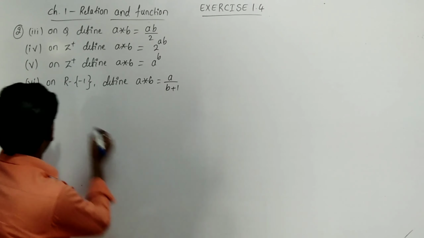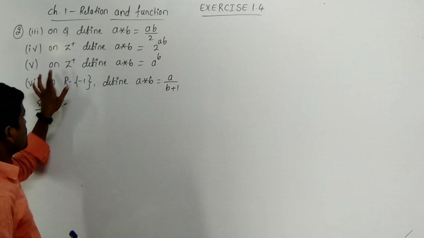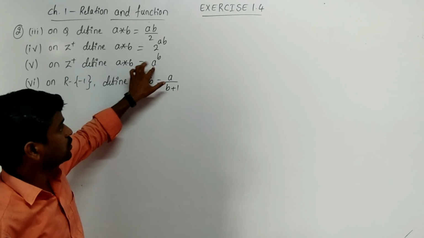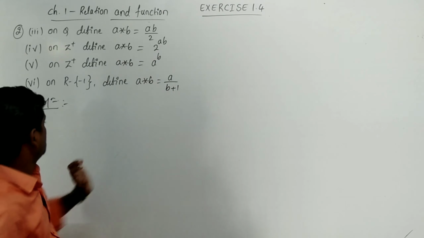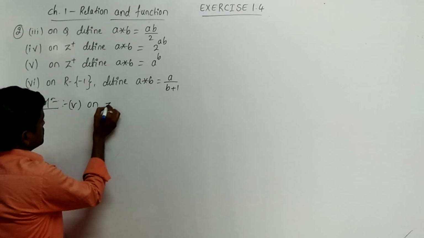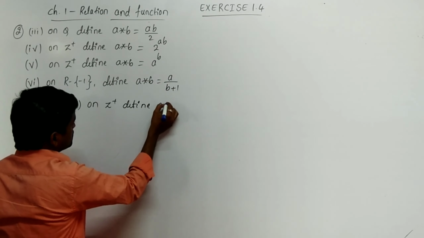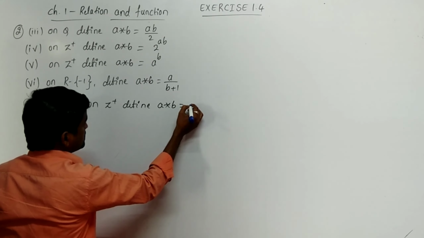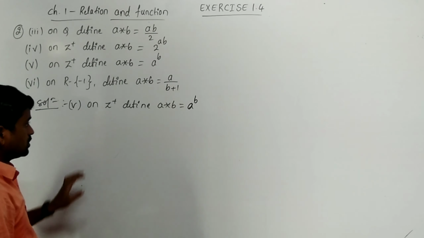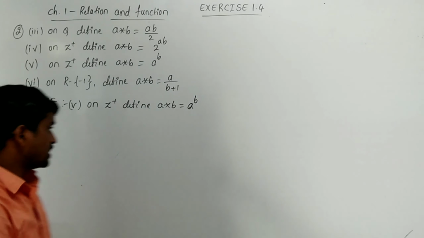Question number 5. On Z plus, define A star B equal to A to the power of B. Star is defined by A to the power of B. Okay, is star binary, commutative or associative?